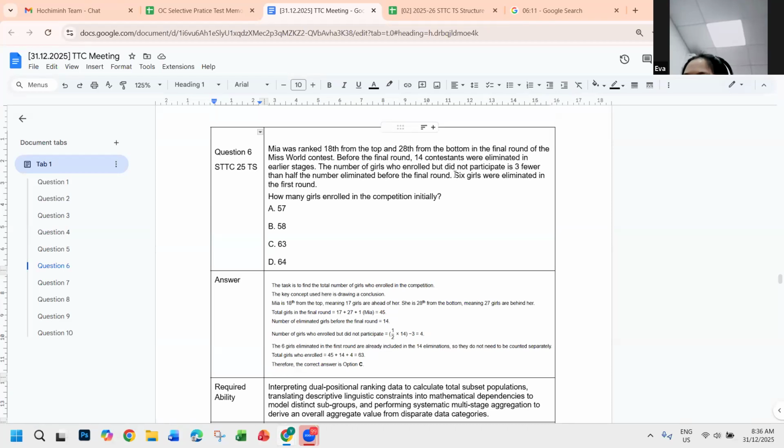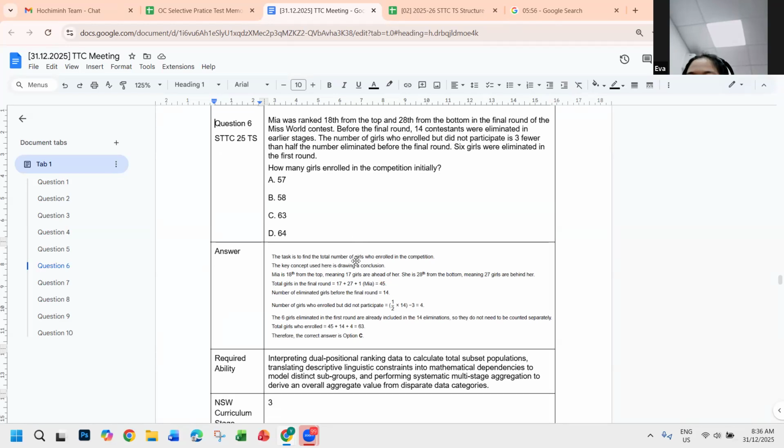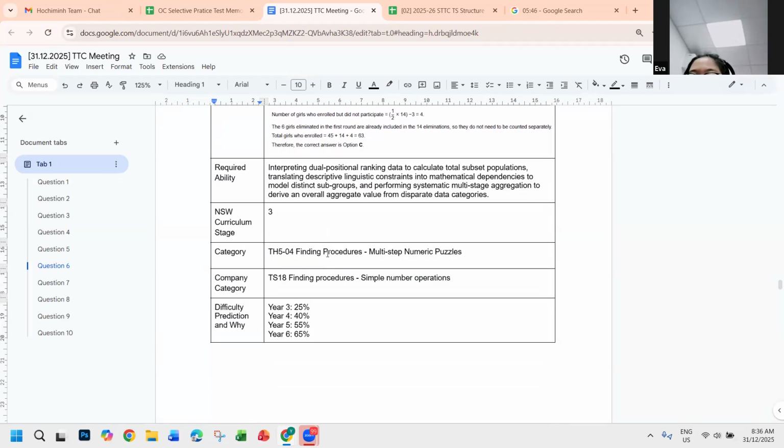And here we have 6 girls were eliminated in the first round. It means that these 6 girls are included in the 14 girls eliminated from the earlier stages, because the first round is included in the earlier stages. So the total number of girls enrolled is 45 plus 14 plus 4, which equals 63. The correct answer is option C.